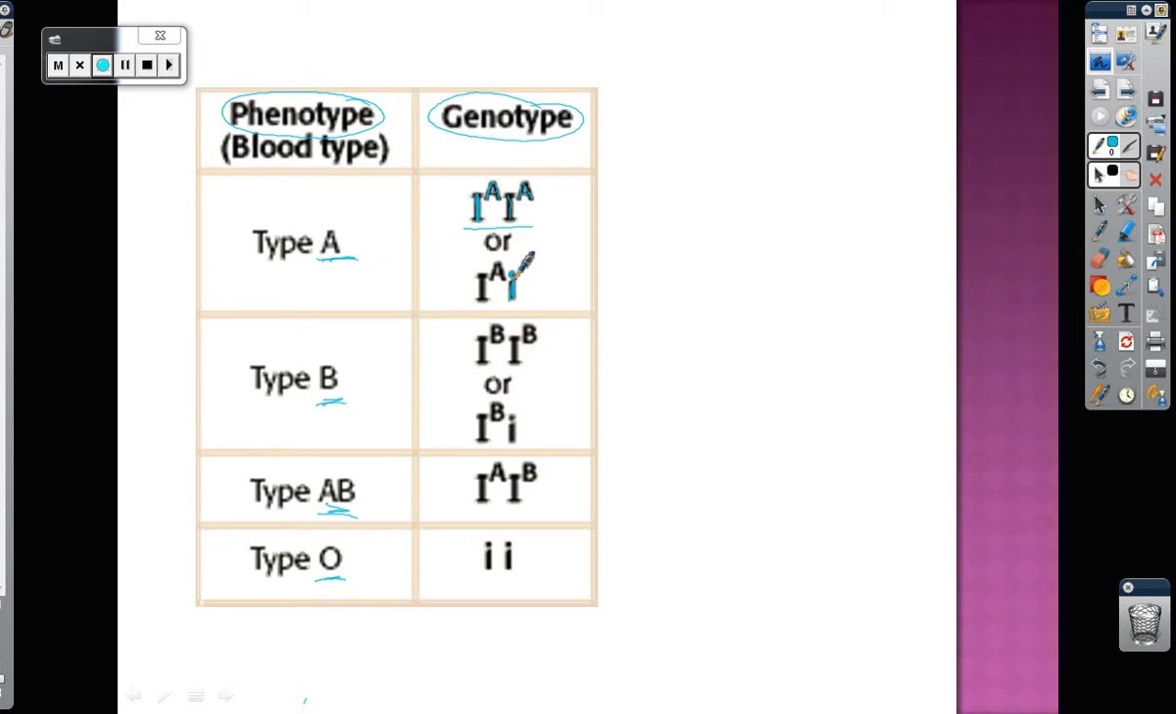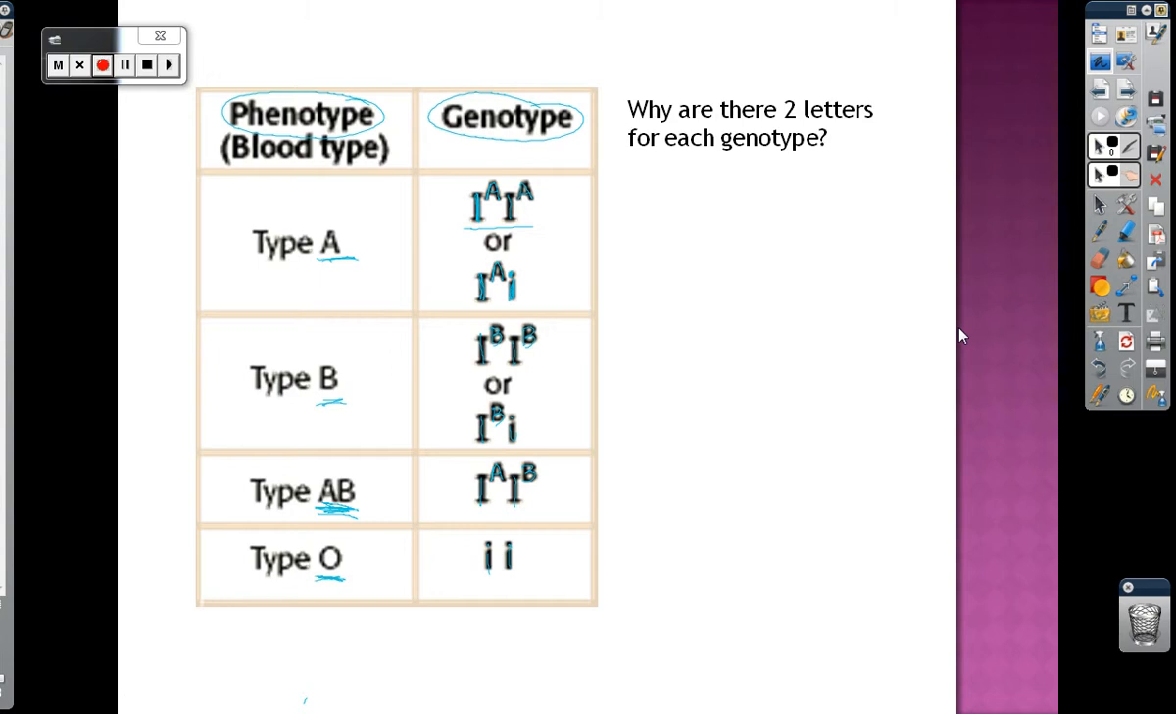So type A blood, if you have the big I superscript A with a lowercase i, you're also type A blood. Type B can be I big B, or I big B lowercase i, because again, that's recessive. They would only have type B blood. Type A would only have type A blood. Then there's type AB, because it's co-dominant, you can have both letters, I superscript A, I superscript B. If you do, then you have both A and B markers on your blood. Lastly, there's type O. This is the recessive trait, homozygous recessive, 2 lowercase i's. They actually have no markers on the blood.